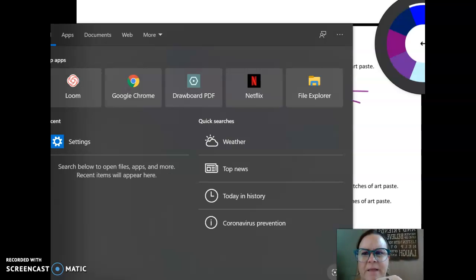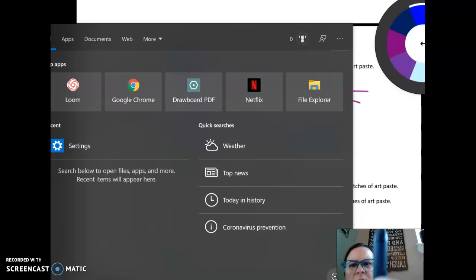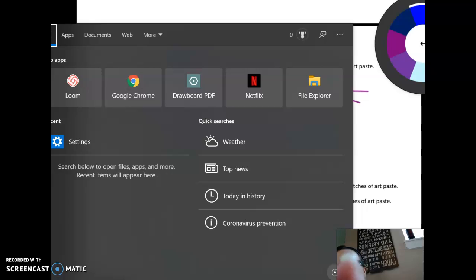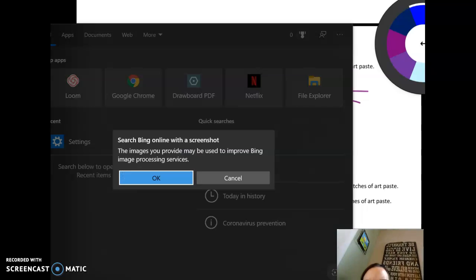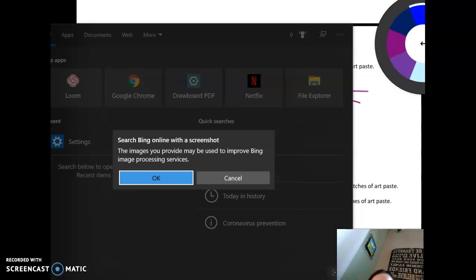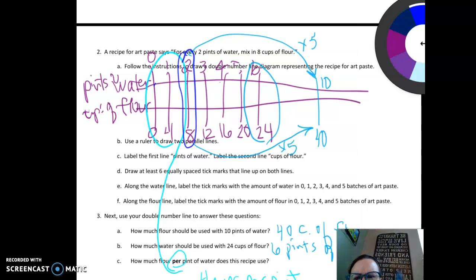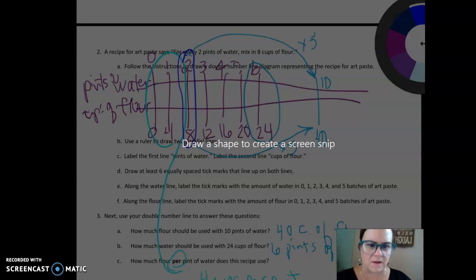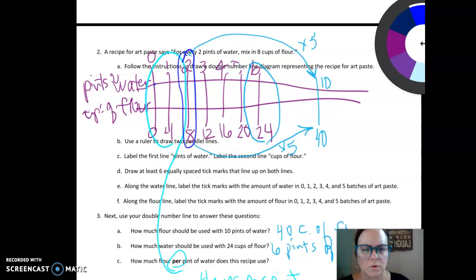How much flour should be used? Why is that happening here? That's so weird. Sorry, guys. Oh my gosh. So weird.